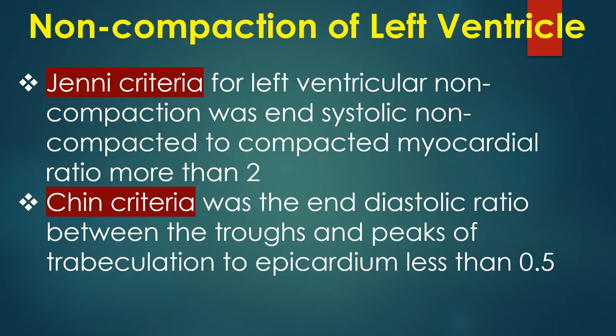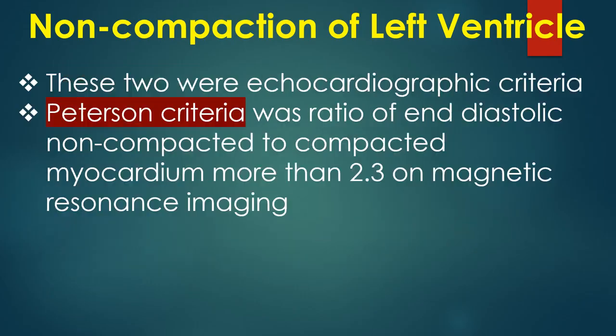Jenni criteria for left ventricular non-compaction was end-systolic non-compacted to compacted myocardial ratio more than 2. Chin criteria was the end-diastolic ratio between the troughs and the peaks of trabeculation to epicardium less than 0.5. These two were echocardiographic criteria. Petersen criteria was ratio of end-diastolic non-compacted to compacted myocardium more than 2.3 on magnetic resonance imaging.